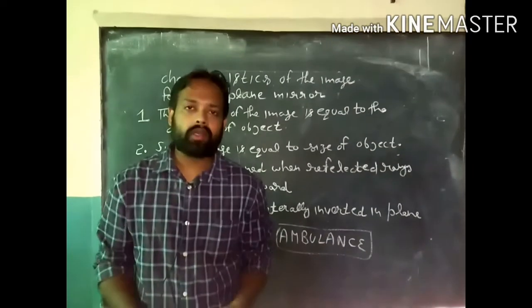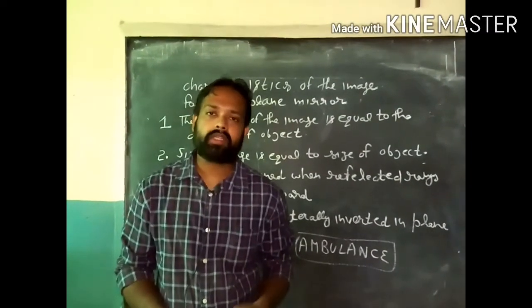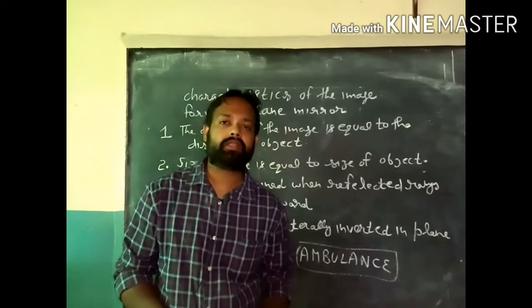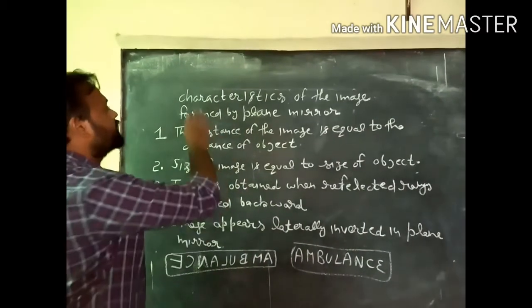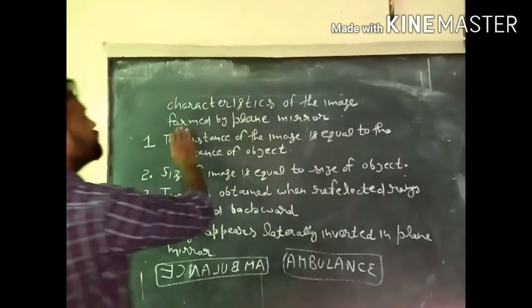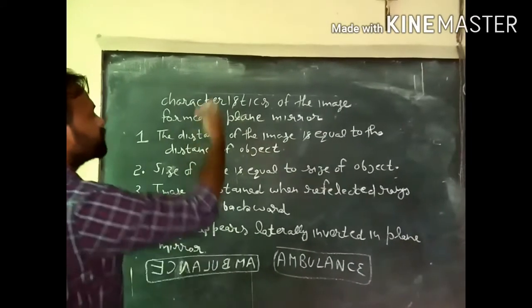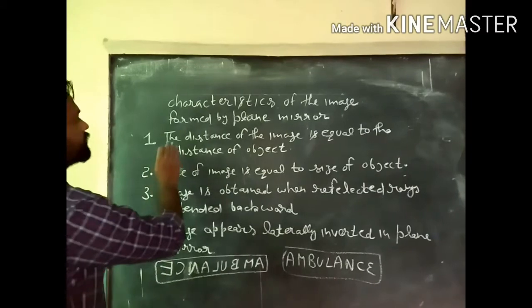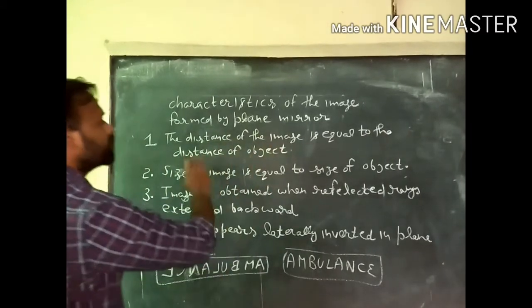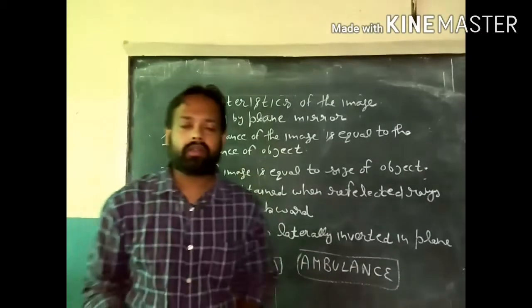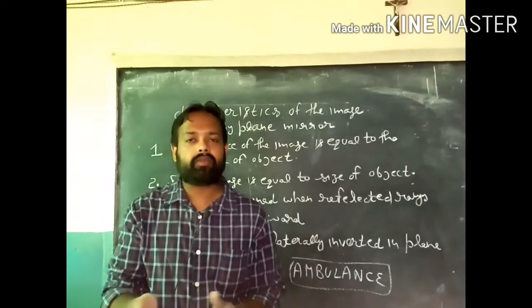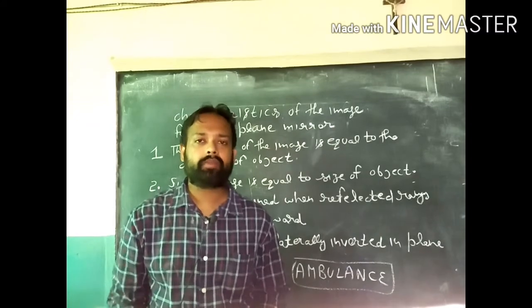Okay, now after understanding how the image is formed in the case of a plane mirror, we have to read some characteristics of the image also. So you can see the characteristics of the image formed by the plane mirror. There are some important characteristics that we have to see now. The first important characteristic is that the distance of the image is equal to the distance of the object. I had already explained through the diagram that the distance of the image is exactly equal to the distance of the object from the plane mirror.